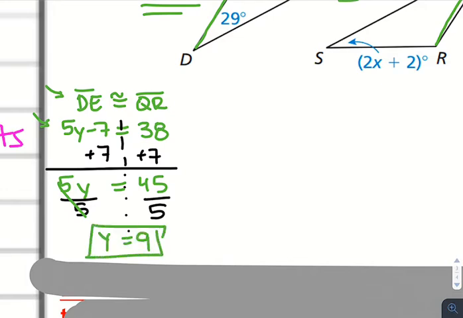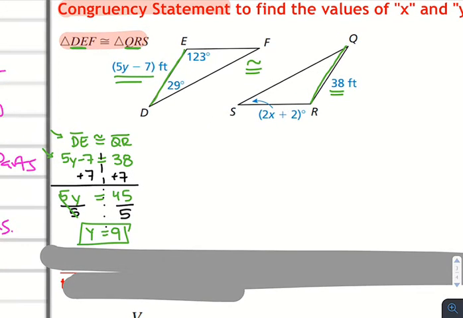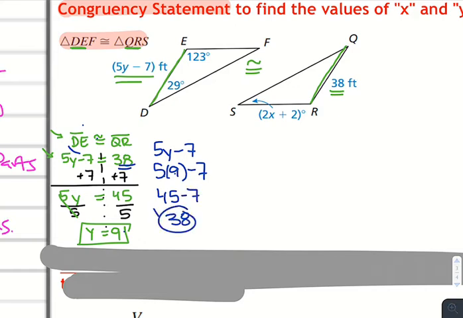Now we should take a minute and test this, because we just shouldn't accept that outright. We should do a quick check step. We can take our original DE, since we know what QR is, which is 5y minus 7, and substitute in the value of 9, and see if this actually works out to be 38, because that's the value we're trying to hit. 5 times 9 is 45. We subtract 7, that's going to equal 38, and so we know that we're actually correct. And so y equals 9 is what we're looking for. This is just us checking our work, because, well, that's what you should do.